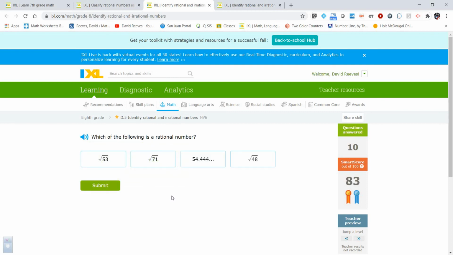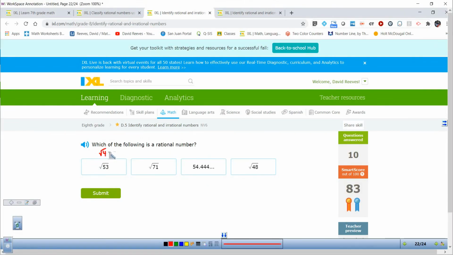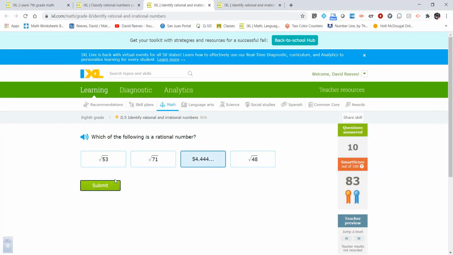All right. Excuse me, which of the following is rational? All right, well, 53, 71, and 48, none of those are perfect squares, right? The closest perfect square to 53 would be what? 49. The closest perfect square to 71, you have 64, and then you have 81, right? Square root of 48 is between the square root of 36 and the square root of 49. So none of these are rational. Now here's a decimal. It goes on forever, but it repeats, and you're allowed to repeat to be rational.